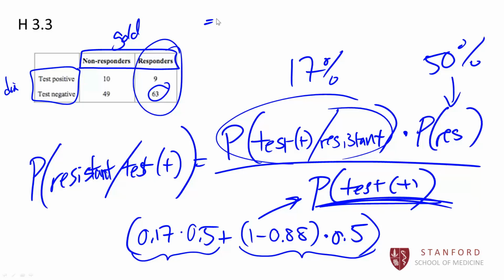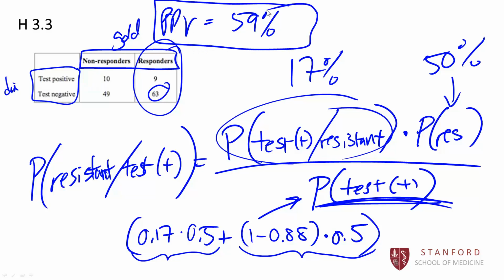So doing all this out, I'm running out of room here. If you do out this calculation, you're going to get 59%. So the PPV of the test in the specific situation of having a prevalence of resistance of 50% in the general population is 59%. Please note that this value for the PPV is going to change if the prevalence in the general population changes.